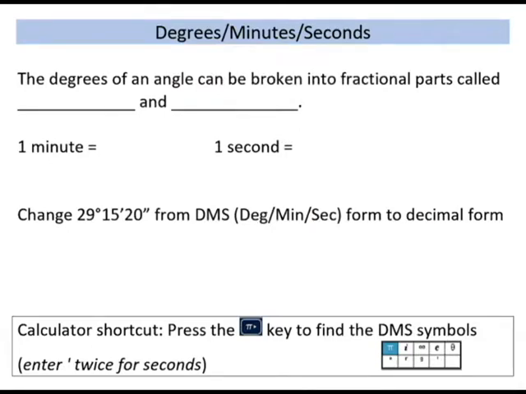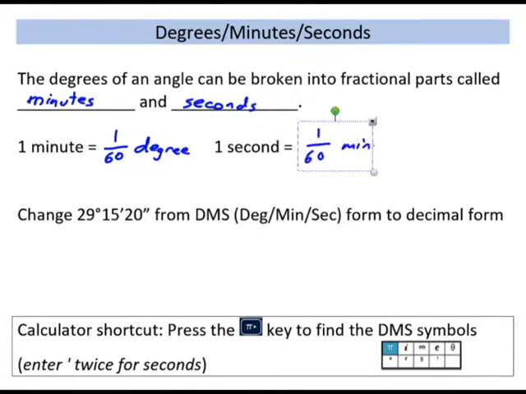Next, we look at degrees, minutes, and seconds. These are fractions of angles. If you've ever seen an angle or a measurement of latitude or longitude in this form, those are degrees, minutes, and seconds. Here's how we define them. If we're given an angle in DMS form, we can change to decimal by using these facts.